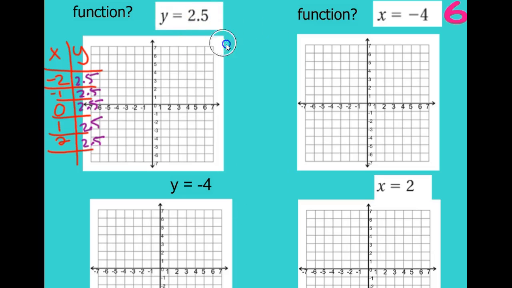So when I go to graph this, my points here, x is -2, so 2 to the left, and up 2.5. 1, 2.5 would be right in the middle there. Then -1 to the left, up 2.5. Then 0 in the middle, up 2.5. As you can see, this is forming a horizontal line. This line would go on and on and on in both directions.